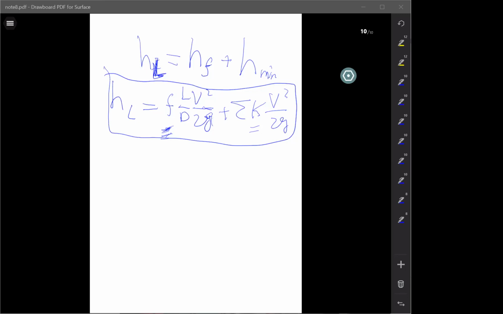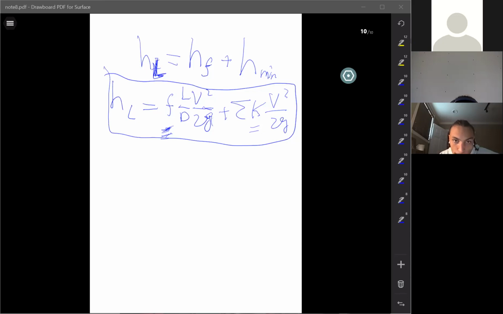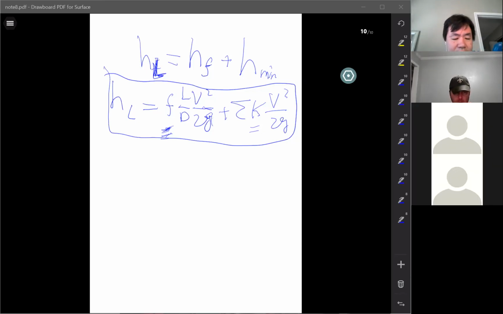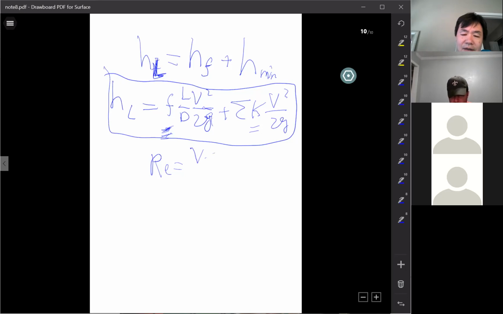The x-axis, are you looking at it? The x-axis is something called Reynolds number. We mentioned it in the beginning of the class. So you need the Reynolds number. Reynolds number is velocity times the diameter of the pipe divided by the kinematic viscosity. Or if you use dynamic viscosity, be careful: rho V D divided by dynamic viscosity.